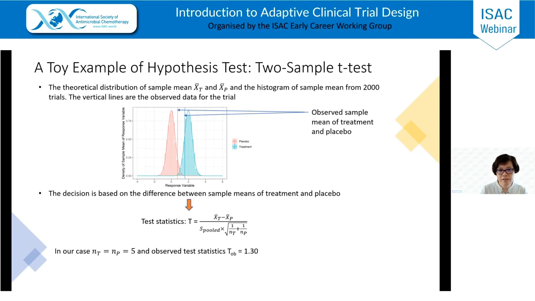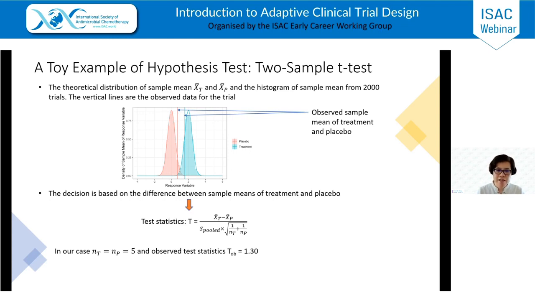The red histogram is the 2,000 sample means from the simulations of the placebo arm. Each arm has 5 subjects. And the blue one is for the treatment. Same idea. Those solid lines are the theoretical distribution we're going to base on. They're pretty good, they should be. And those vertical lines are the one trial we observed.